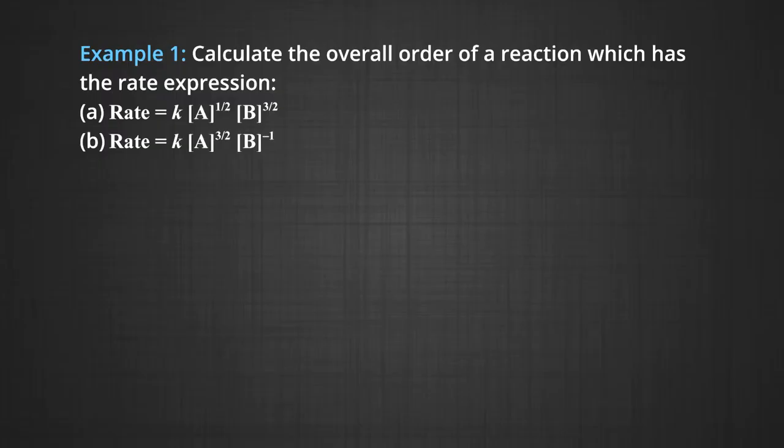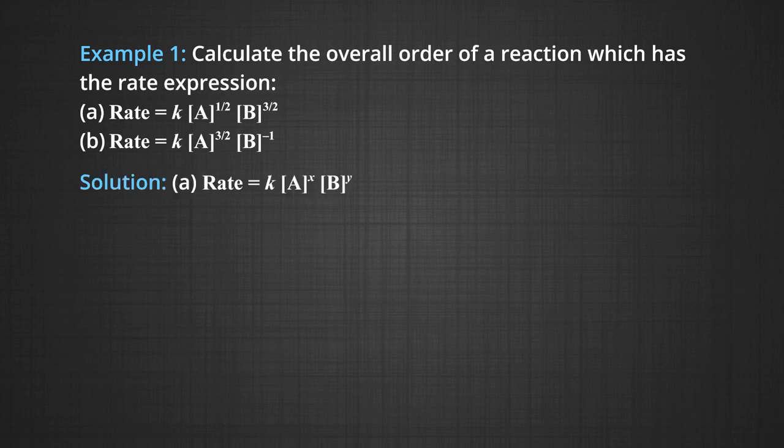Calculate the overall order of a reaction which has the rate expression. Part A: rate is equal to k, concentration of A raised to power half, concentration of B raised to power 3 by 2. And the second part: rate is equal to k, concentration of A raised to power 3 by 2 and the concentration of B is raised to power minus 1.